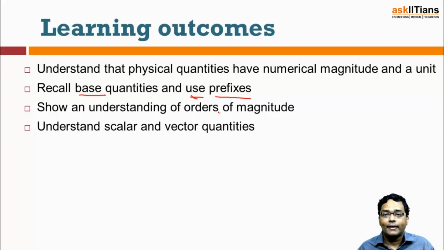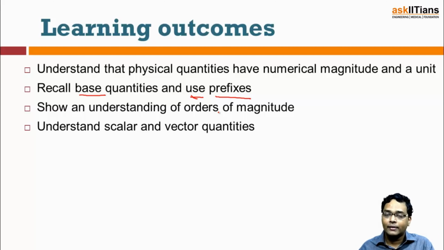Then we need to understand about the quantities. Every physical quantity we generally define into two basic parts. One is defined as a scalar quantity, the other one is defined as a vector quantity. So we need to identify what are scalar, that is, which are the quantities that depend upon the direction, and which are the quantities that don't depend upon the direction.